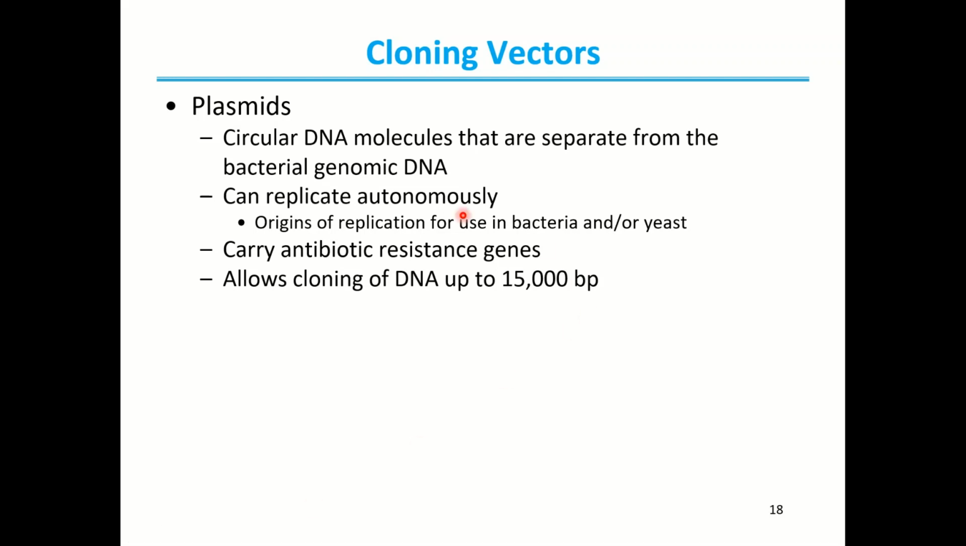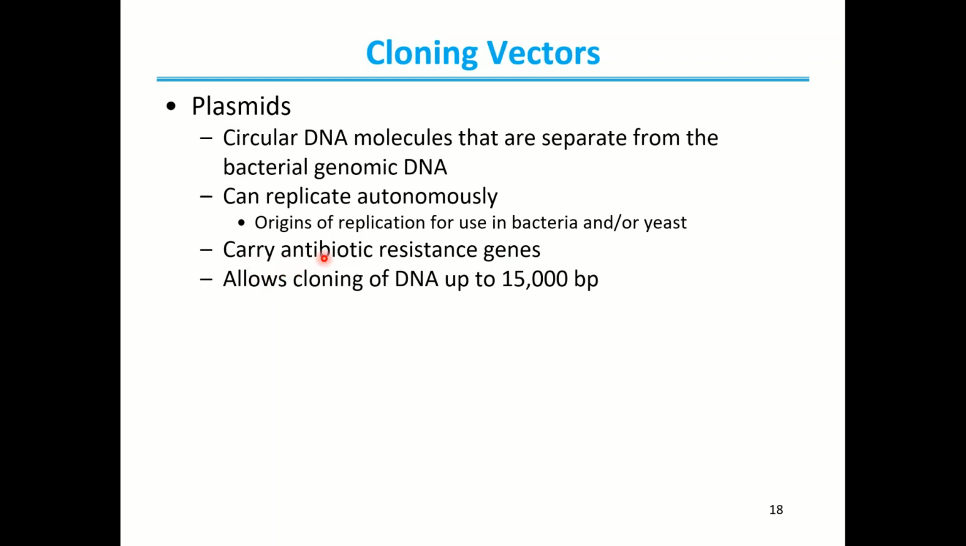Okay, the terms vector and plasmid are used sort of interchangeably. A plasmid or a vector is circular DNA that is separate from the bacterial or host cell genomic DNA. They can replicate, and they do that because they have what are known as origins of replication in them that the host cell can use to replicate them. Okay.